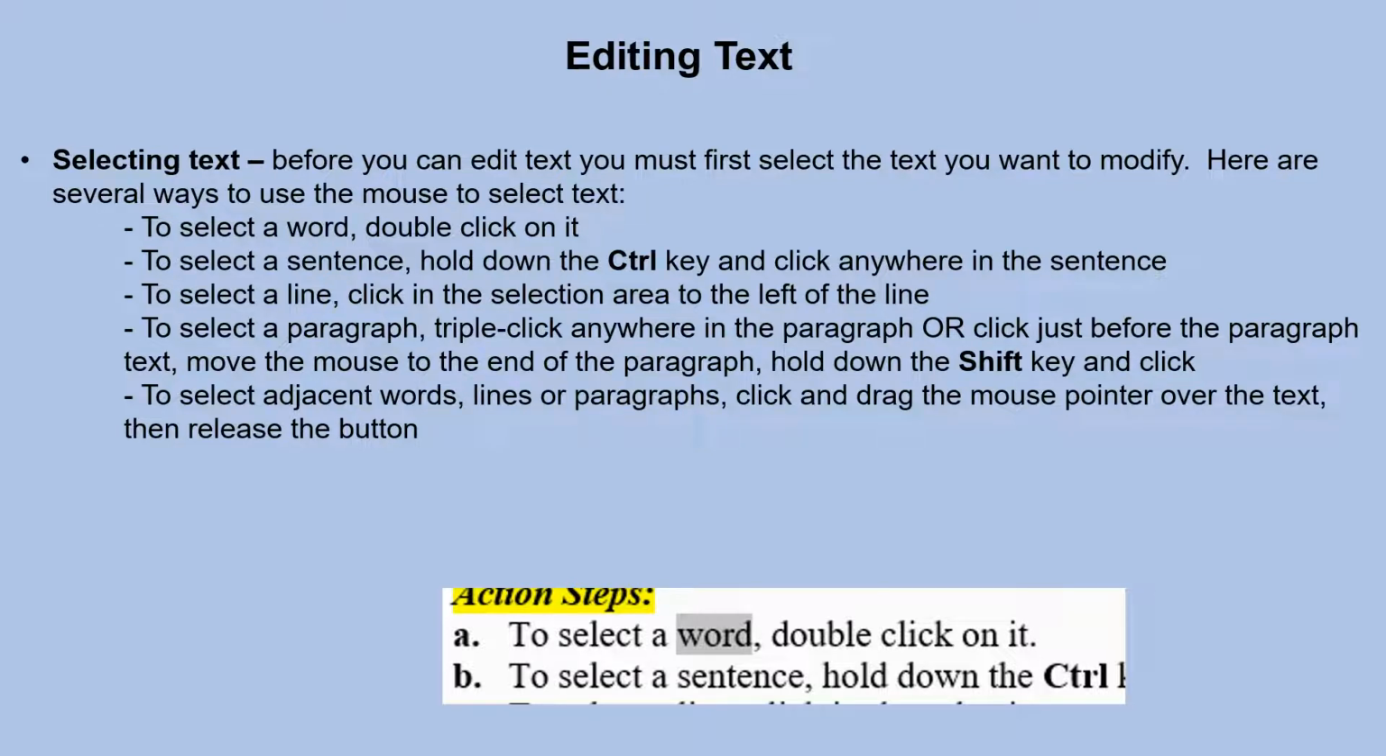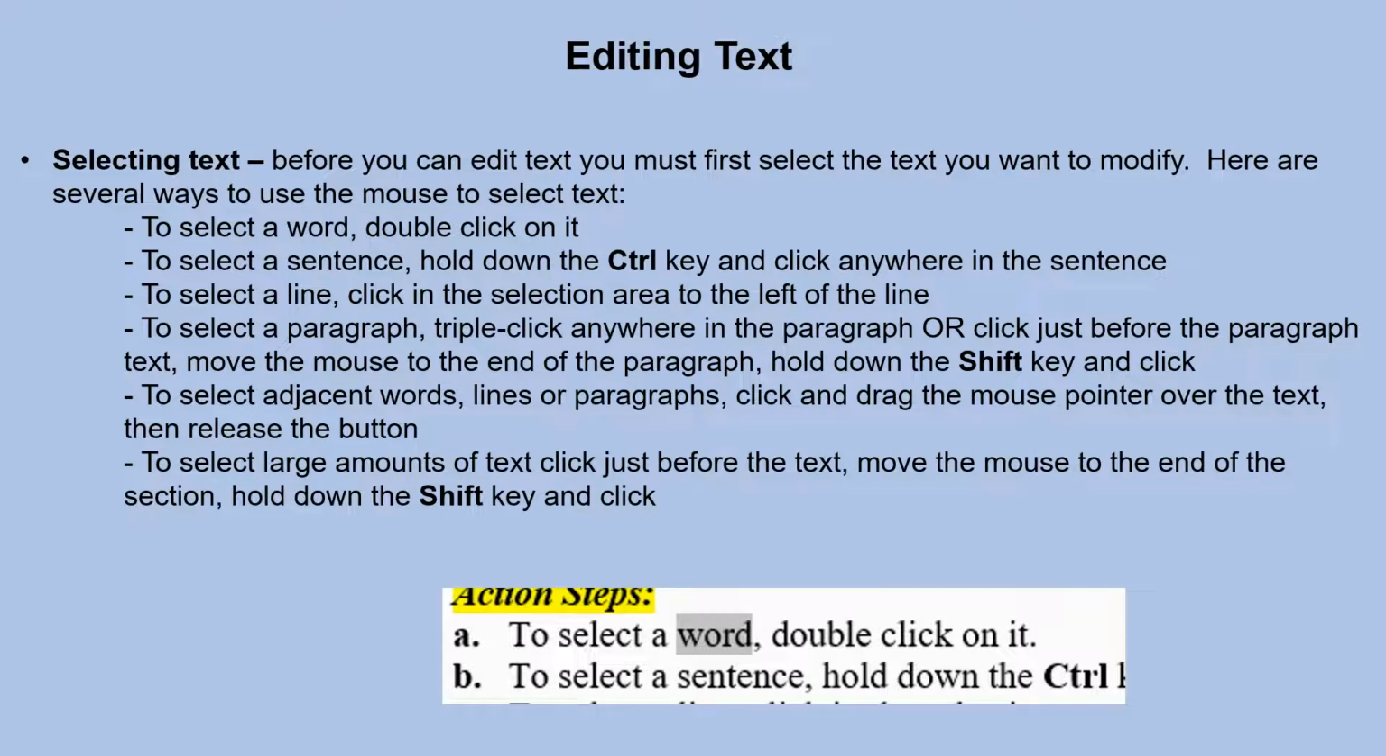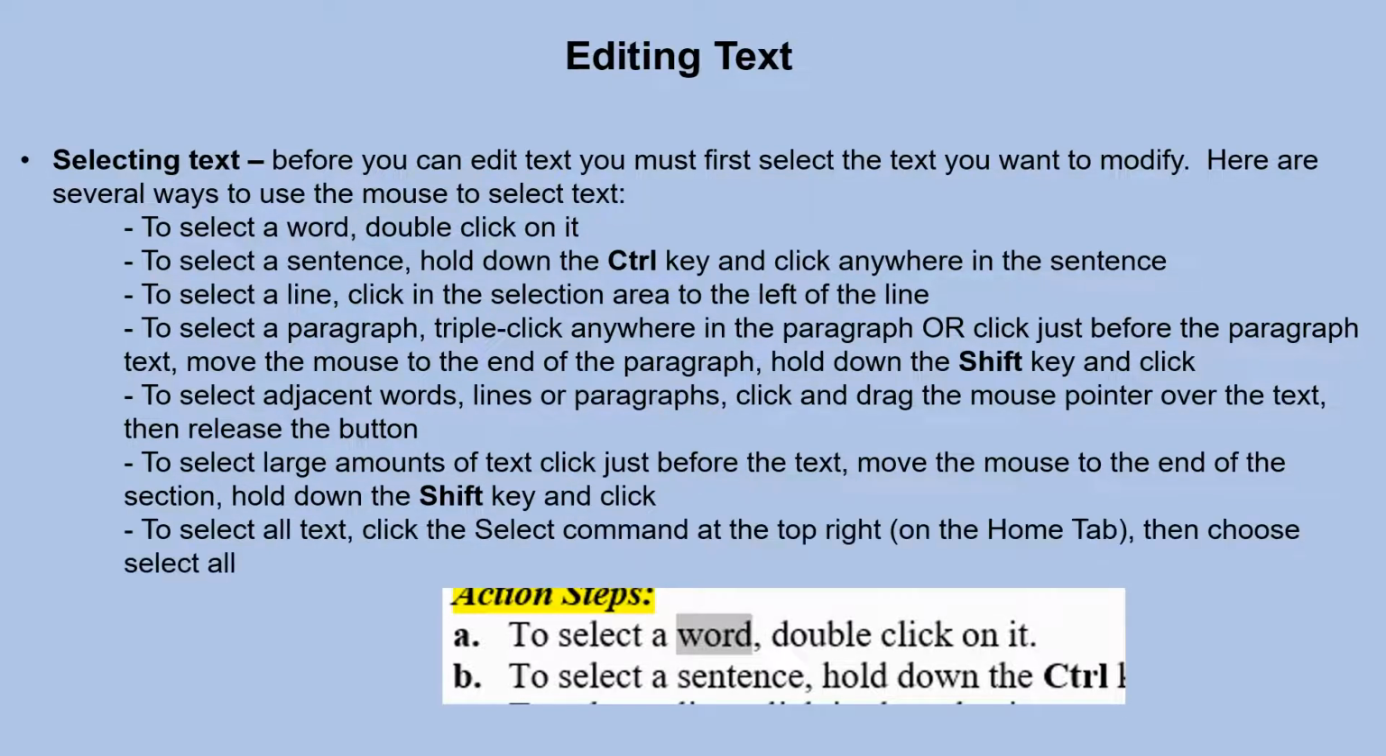Another selection option is just to click where you want to start highlighting and drag your mouse over all of the text you want highlighted, and then release the mouse button and it will all be highlighted. If you want to select large amounts of text and you don't want to drag your mouse across all of it, you can click just before the text, move your mouse to the end of the section, hold down the Shift key and click just like we talked about before.